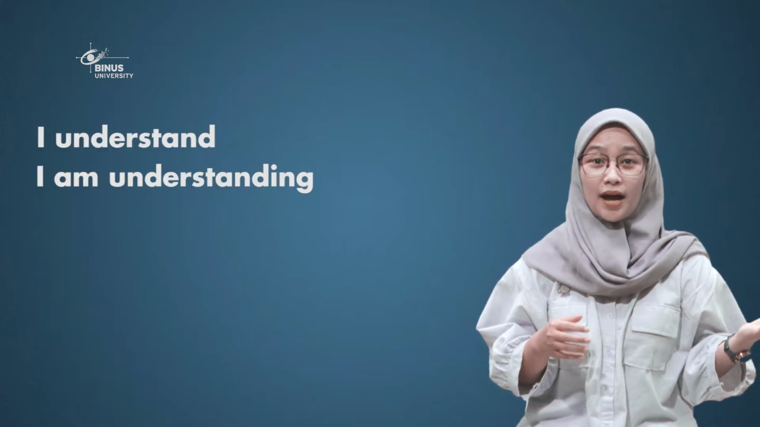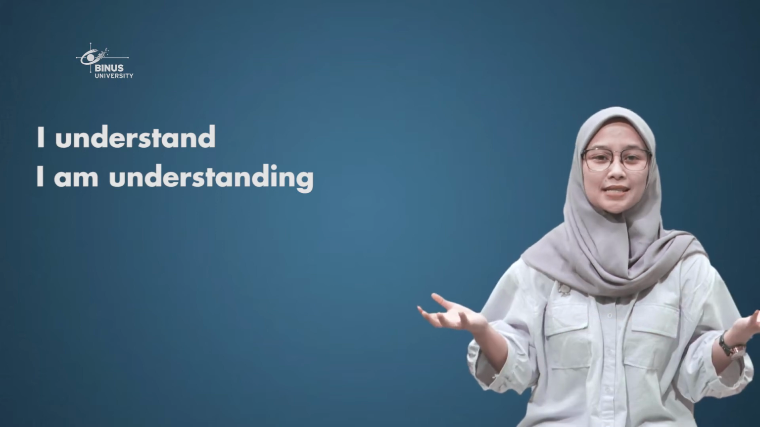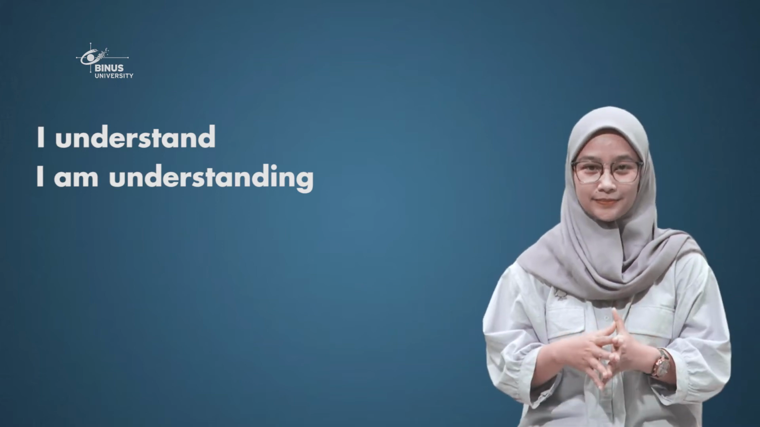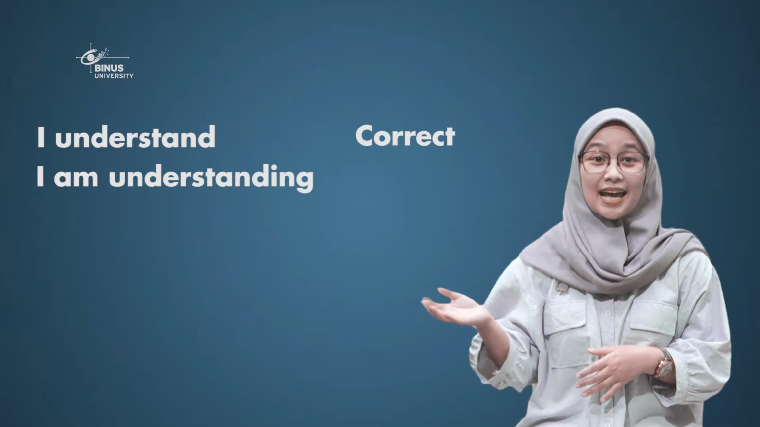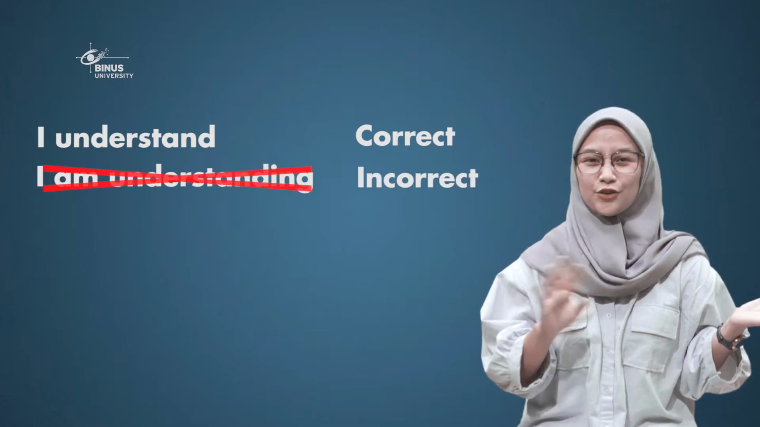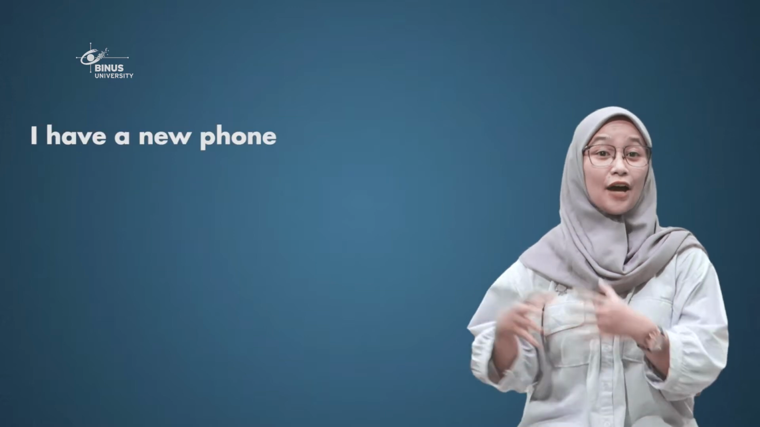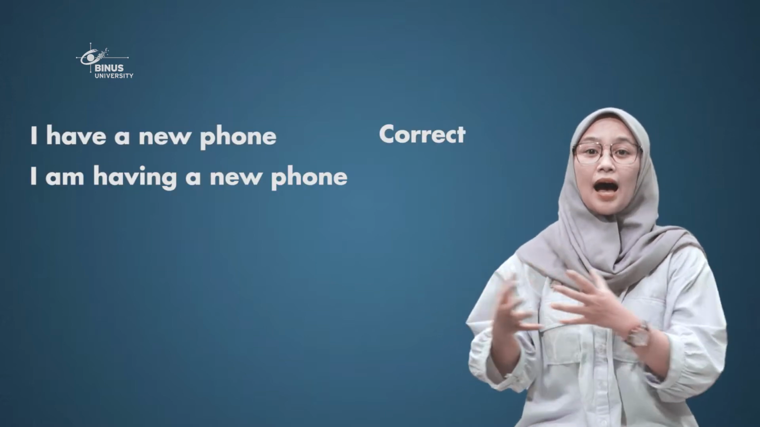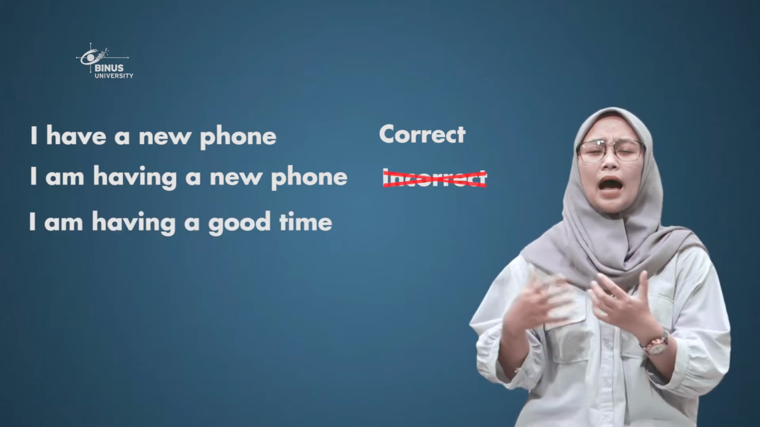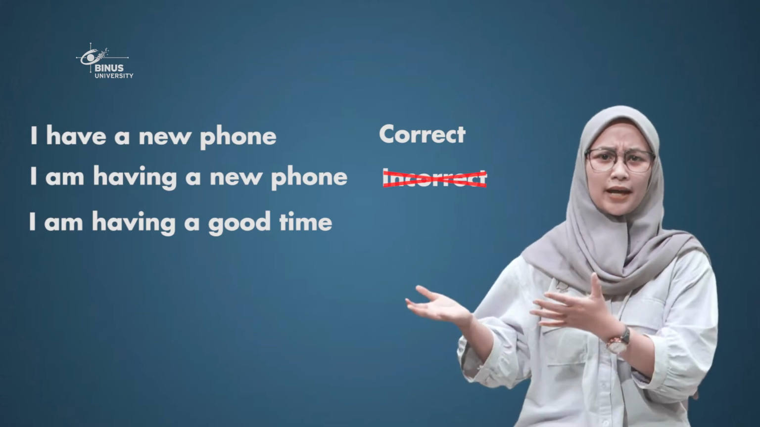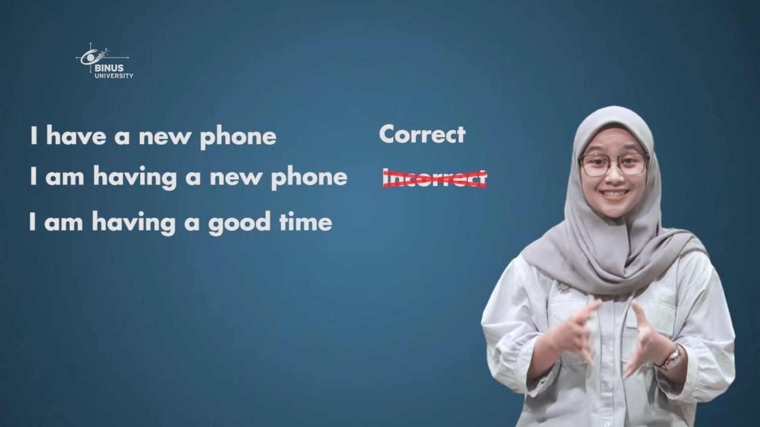Take a look at the sentences. I understand. I am understanding. Which one is the correct one and which one is the incorrect one? Yes, I understand is the correct sentence. Never use I am understanding in your sentence. I have a new phone is the correct one. I am having a new phone is the incorrect one. And how about I'm having a good time? Is it correct or incorrect? Yes, it is correct. So what makes them different?